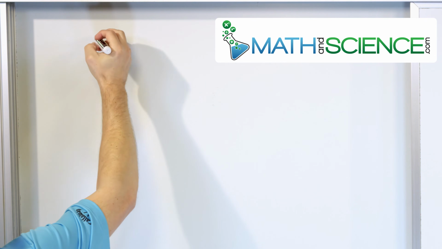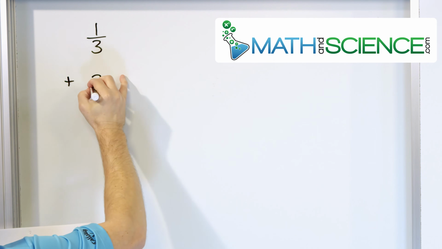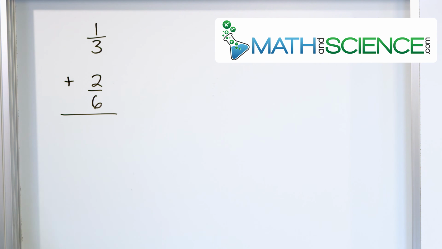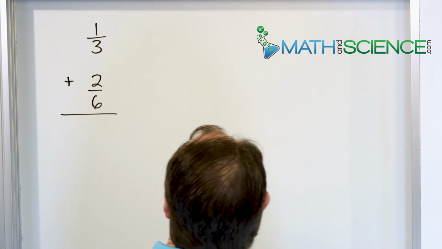So let's go ahead and take a look at our first problem. Let's say we have the fraction 1/3, and we want to add that to the fraction 2/6. So we have 1/3 plus 2/6. So the first thing we want to do is try to represent this with our fraction model.